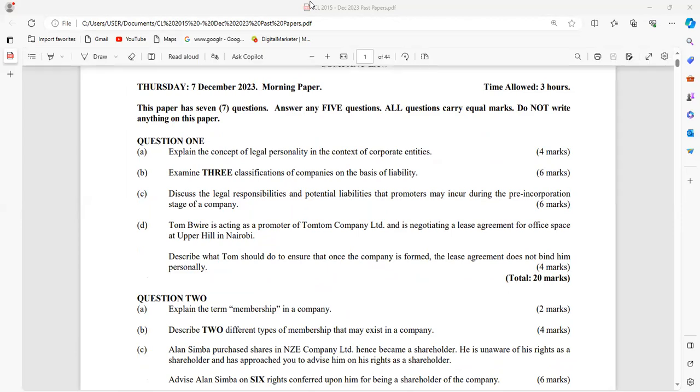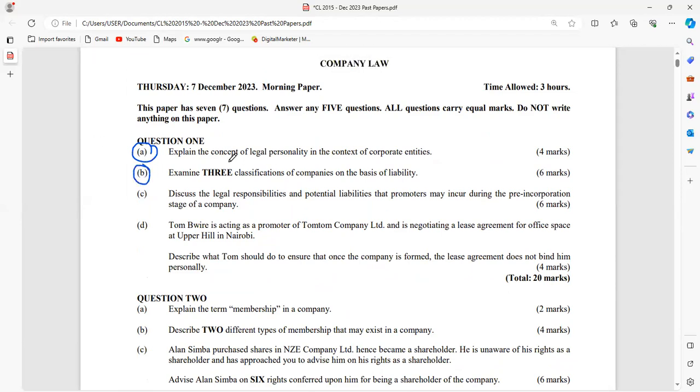Okay, so I just want you to look at just one question. This one, part 2. Explain the concept of legal personality in the context of corporate entities. What does it mean? And then explain 3 classifications of companies on the basis of liabilities. You can say we didn't talk about them, but we did talk about them: shares, guarantee, and then debts.